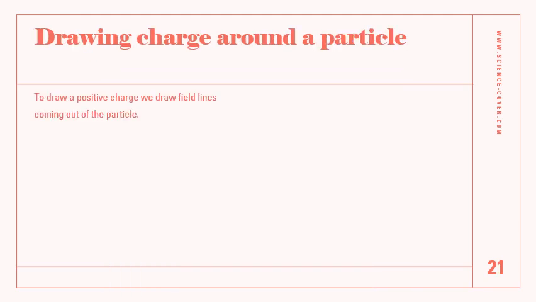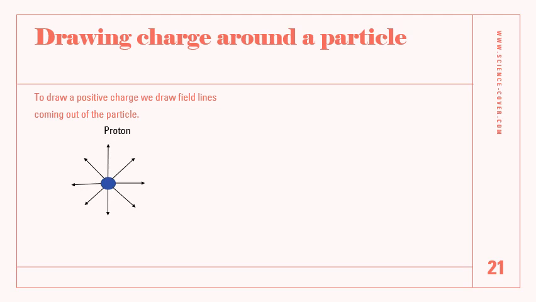Let's look at how we draw charge around an object or particle. If we want to show the electric field lines around a positively charged proton, we draw the field lines coming out of the particle. This is because as a positive charge is brought close to it, the positive charge gets pushed away from the proton.